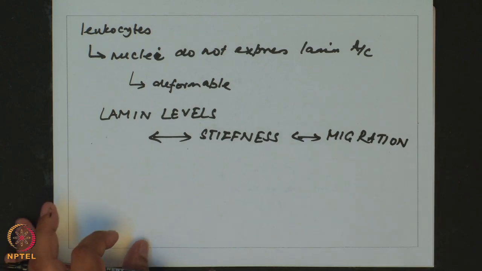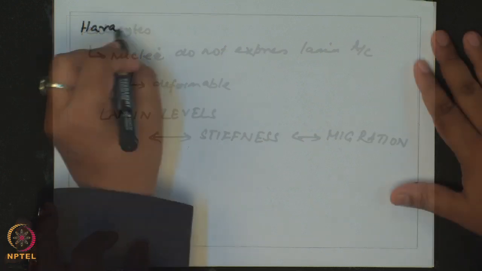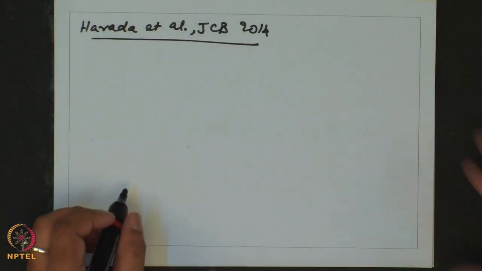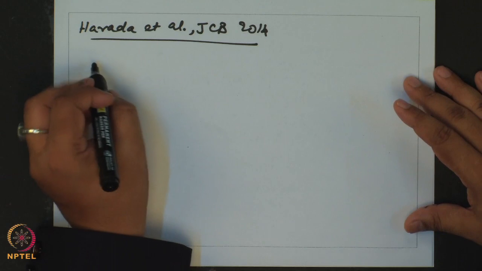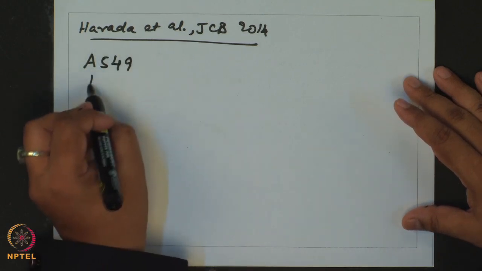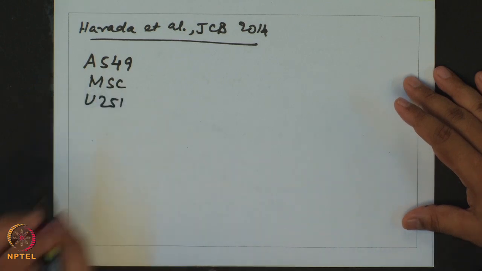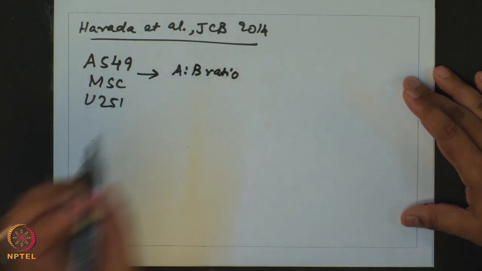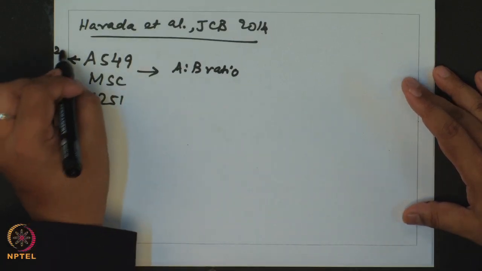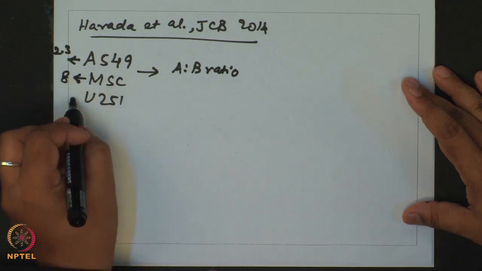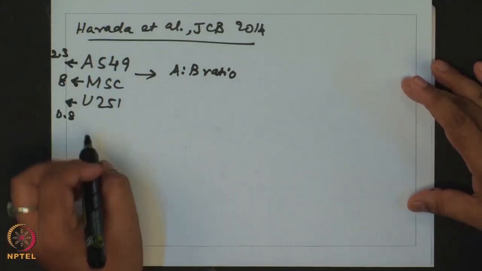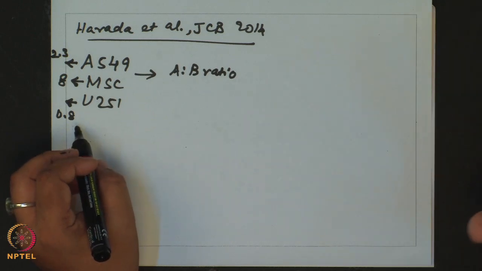So, to test this, I will discuss this paper. What these authors did was took 3 different types of cells: A549, mesenchymal stem cell, and U251. These have different A to B ratio. For A549s, this is 2.3, MSC have high, they have A to B ratio of 8, and U251 have 0.8. So, A to B ratio is varying in these cells, while B1 and B2 are roughly comparable.